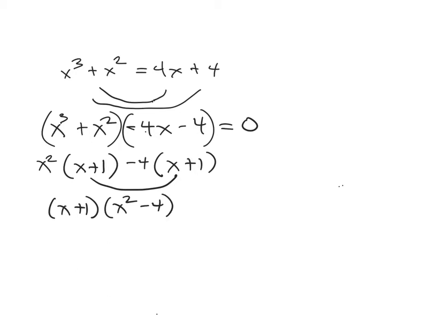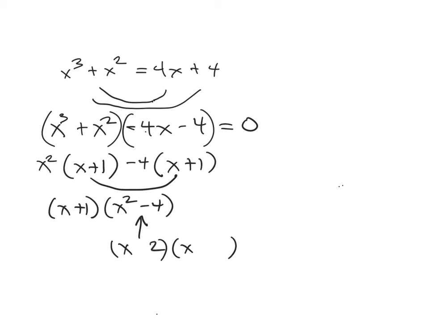Now, we can either stop there or we can factor this further. This is a difference of perfect squares again. Remember, those two have to both be perfect squares, and it has to be a subtraction problem, which it is. So the square root of x squared is x, so put an x here and an x here.